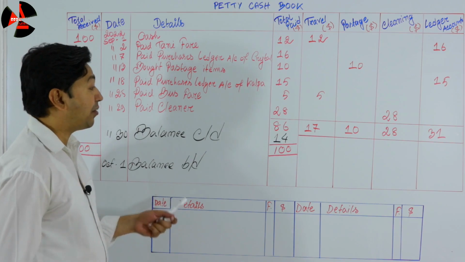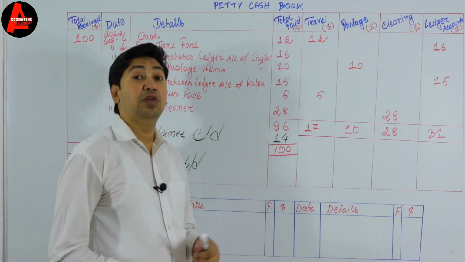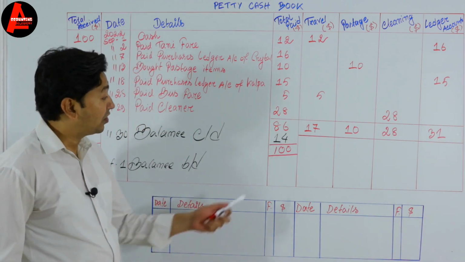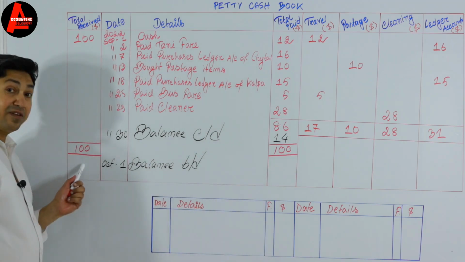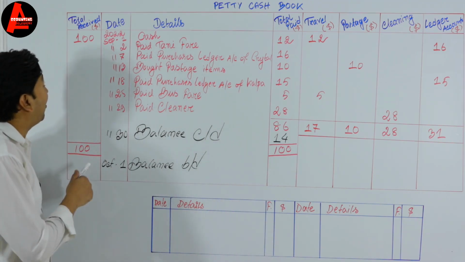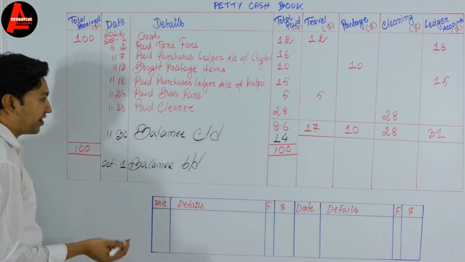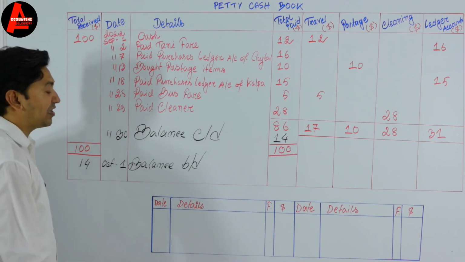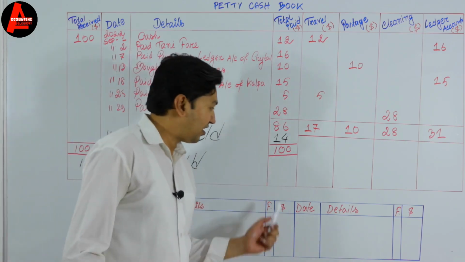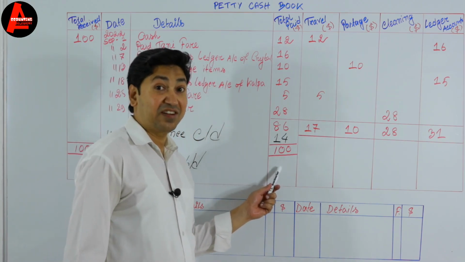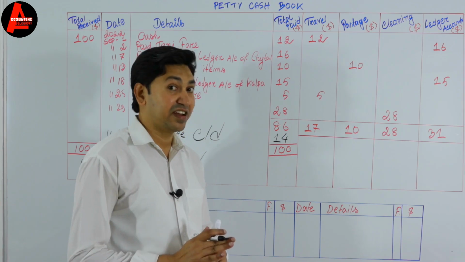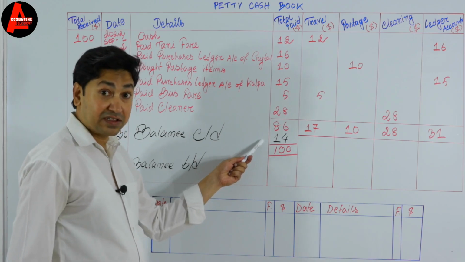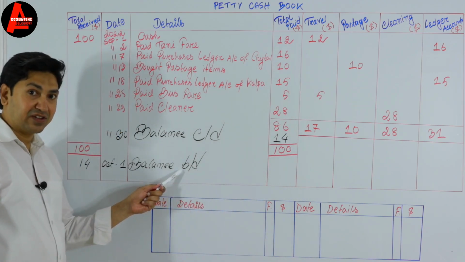Now the amount, which amount? The same amount, $14, we will bring down for next month. But where to write this amount? Here or here? Well, if we say it is here on the receipt column, you are absolutely correct. But you often write this balance B/D amount here on the total paid column. But it is not correct. Don't do it. So here we carried down the balance and we brought down the balance.